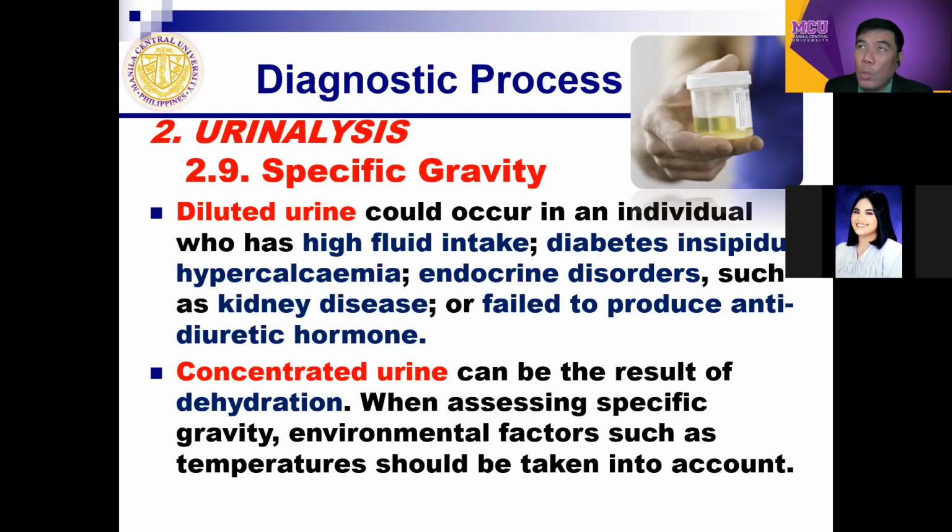So kung ang hormone po na problema sa diabetes mellitus ay insulin, ang hormone naman po that is a problem with diabetes insipidus ay anti-diuretic hormone. At pag may alteration sa anti-diuretic hormone, excretion of urine is continuous and in large volume. So think of it. It may not be helpful.